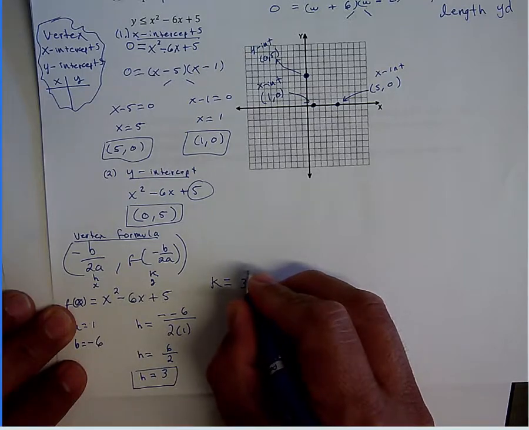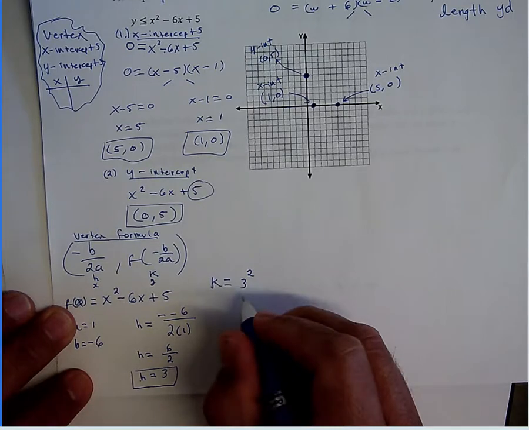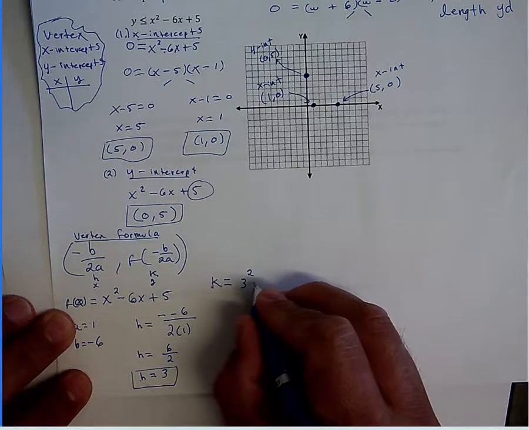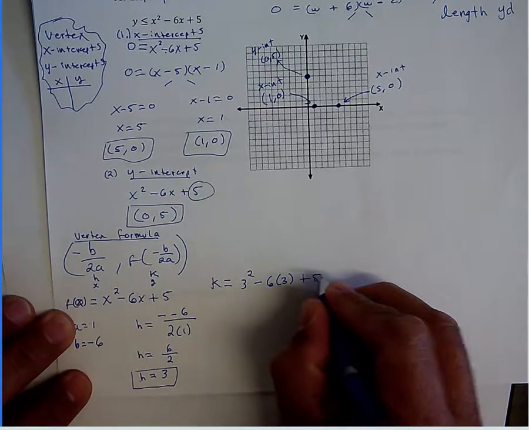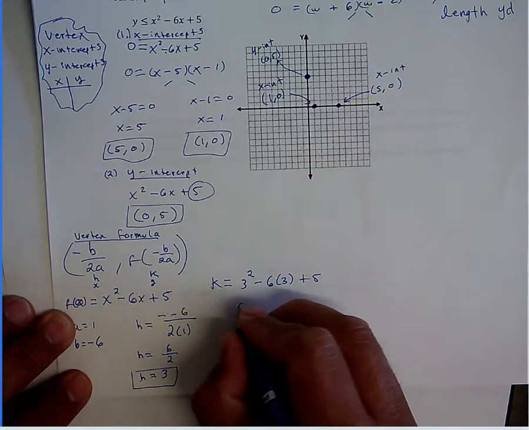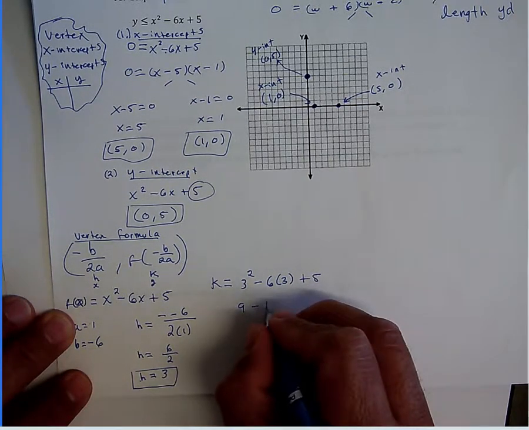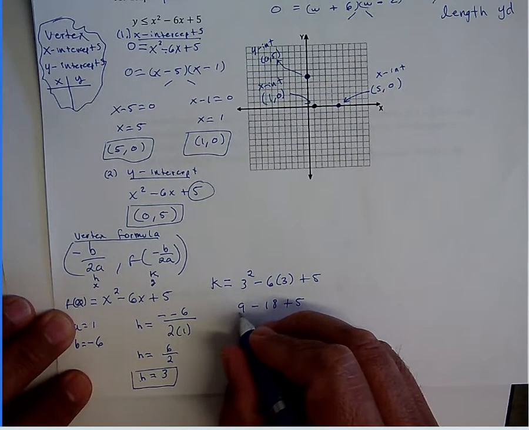So 3 squared, right? I'm substituting h. H is 3, which is the x, minus 6 times 3 plus 5. So 9. 6 times 3 is negative 18 plus 5. So 9 plus 5.